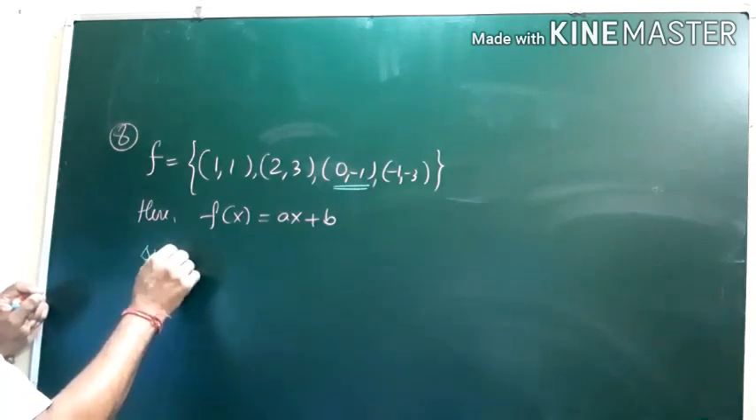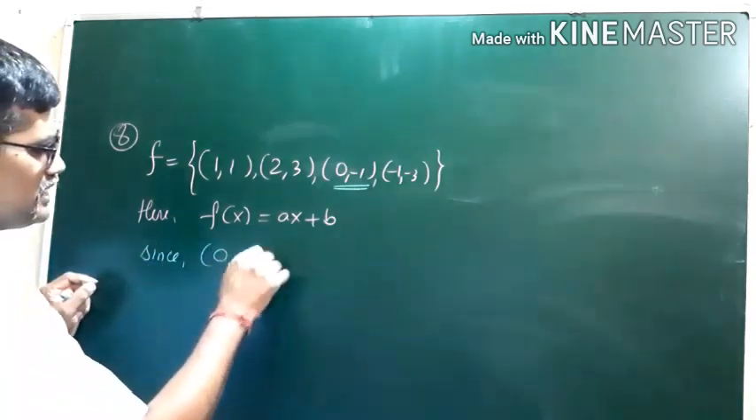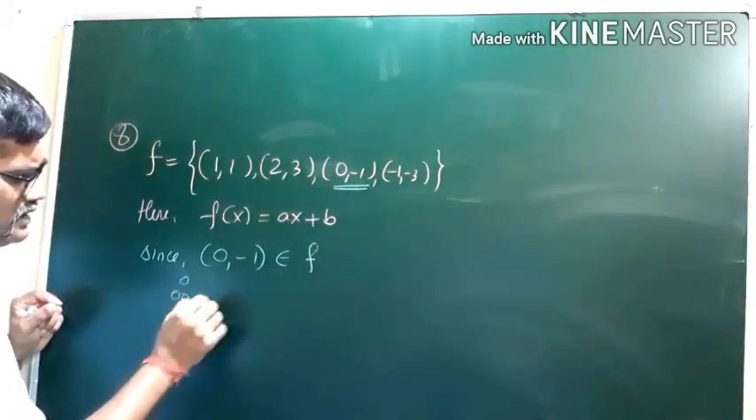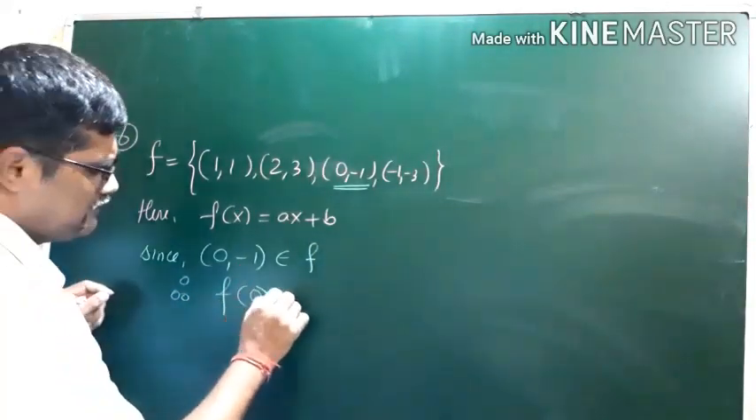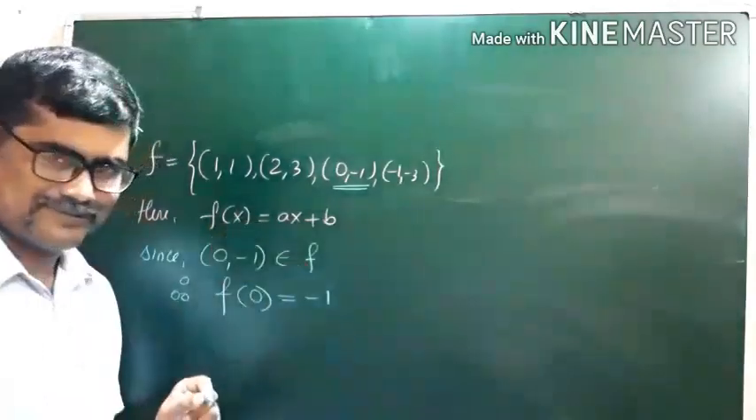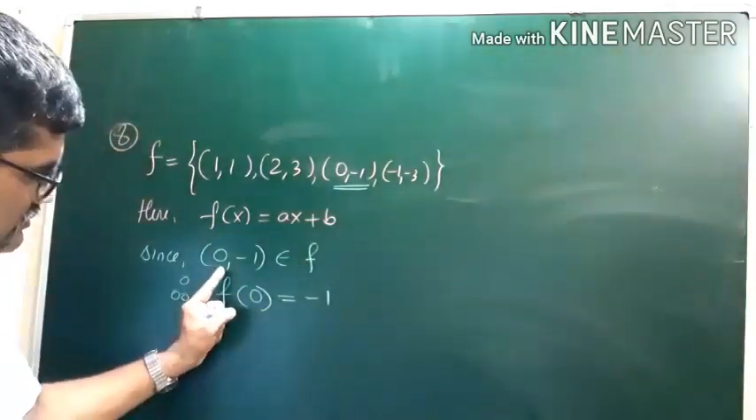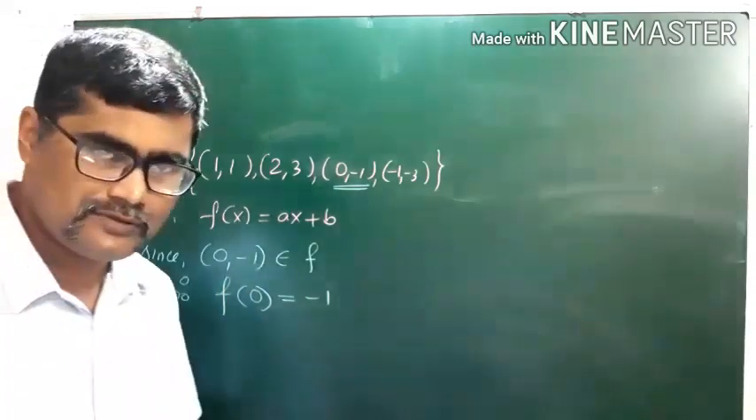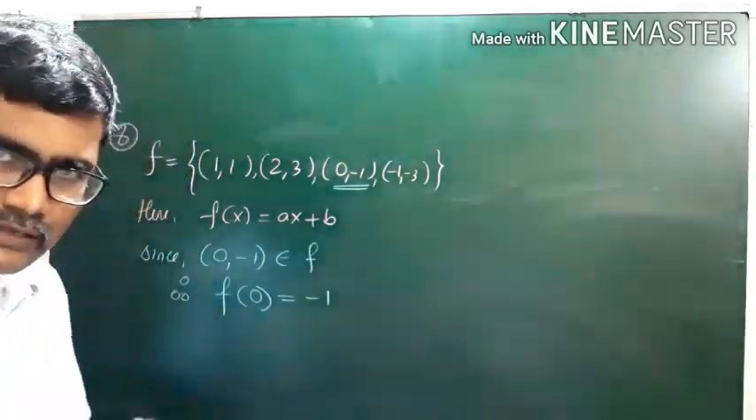Since (0, -1) belongs to f, what will it give you? f(0) is equal to -1. Image of 0 under f is -1. So I can write f(0) equal to -1. So I think this is very clear. We explained it.